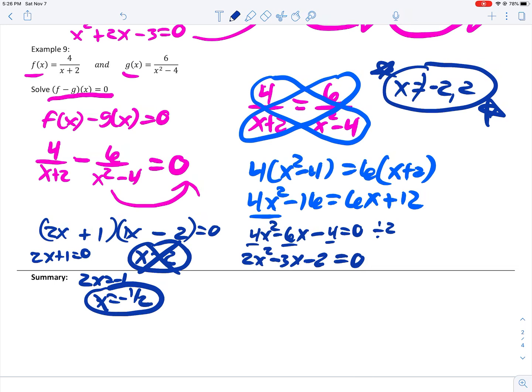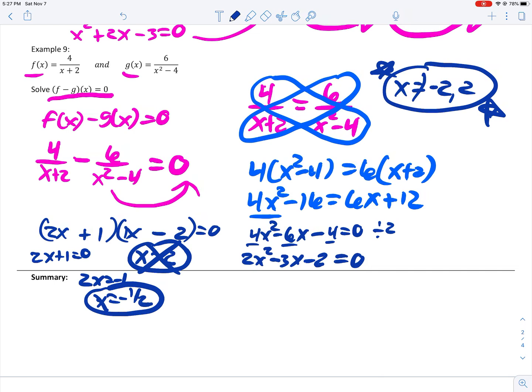So remember, rational equations that are a proportion, multiply diagonally across. If it's not a proportion, find the common denominator, multiply by every fraction. The goal is to get rid of the fractions so you can solve, and it's almost always going to be either a linear equation or a quadratic.